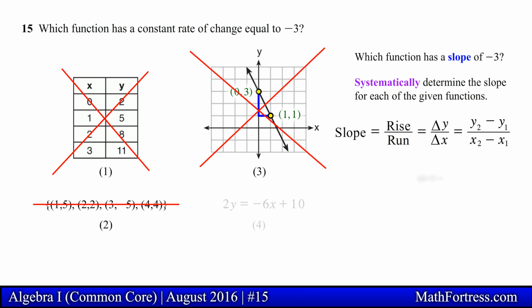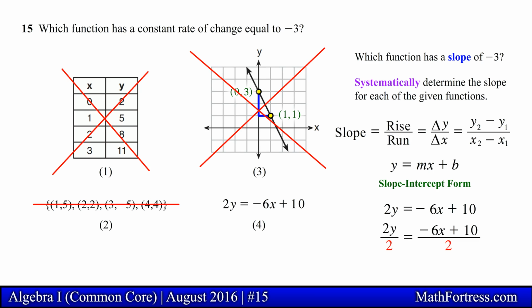From the process of elimination, we know that option 4 should be our answer, but let's make some calculations just to make sure. The function from option 4 is an equation of a line, so we can determine the slope by rewriting the equation in slope-intercept form. So we go ahead and divide the function by 2.